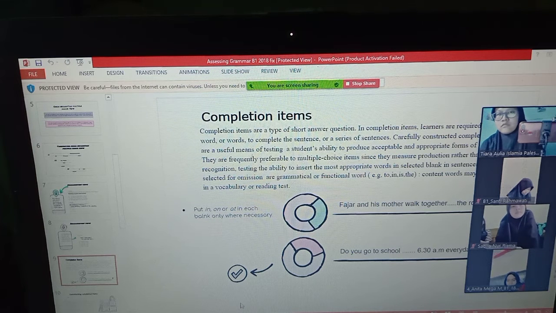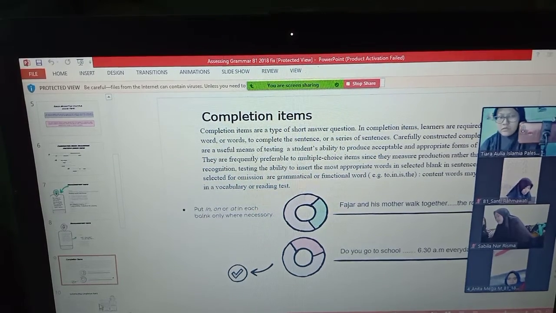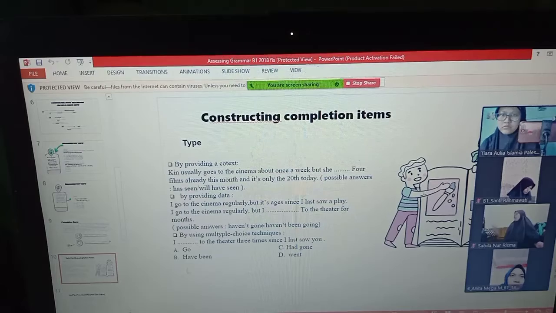Kira-kira jawabannya ini adalah on, karena ini the road itu menunjukkan suatu jalan. Kemudian the second one, we go to school 6:30 a.m. every day. Di sini menggunakan preposition at karena menunjukkan waktu yang detail. Oke, next slide please.